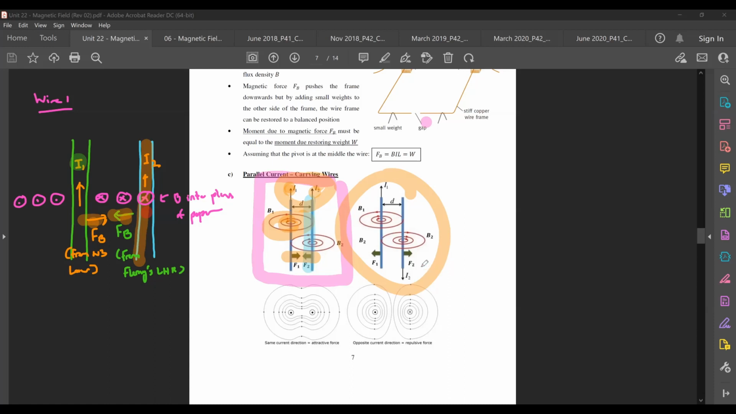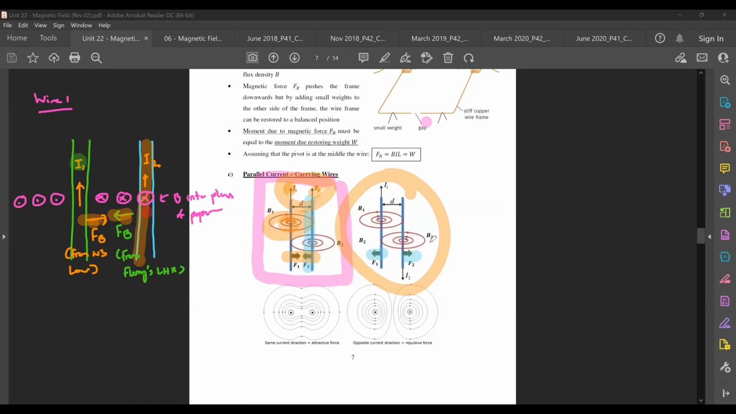Now, this analysis can also be repeated for the other one. If you repeat the same analysis for the other example where the currents are acting in opposite directions, you will eventually come to the same conclusion that the forces are acting in opposite directions. You will eventually come to the conclusion that the forces are repulsive. That's what you should understand.